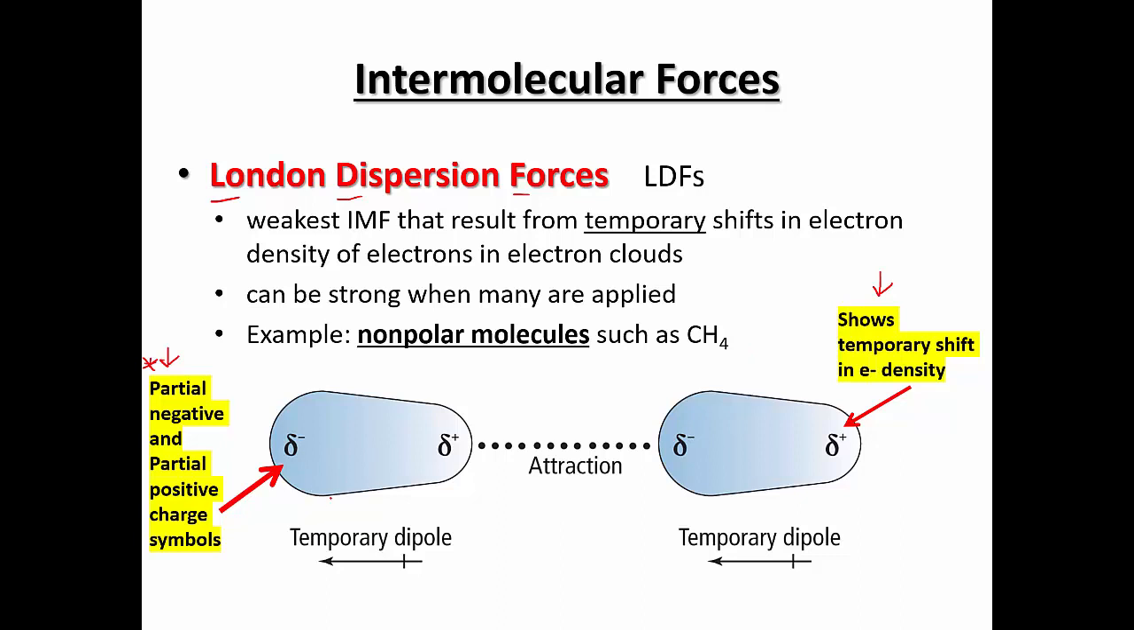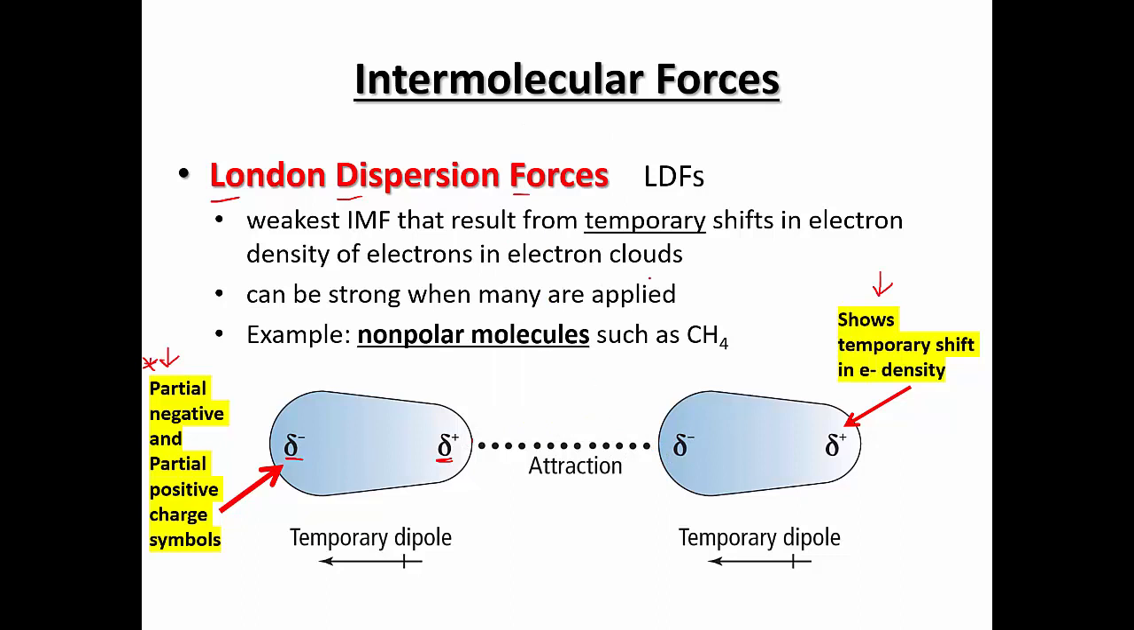So our first part is just a picture drawing. We've got this little sigma sign with a negative. That's our partial negative or partial positive symbols here. So on one side there's a partial negative, on another side there's a partial positive, showing that temporary shift in electron density. As the electrons move around in that molecule, as they move from one side, they become more negative, so the other side becomes more positive. There's a slight attractive force between the positive end of one side and the negative end of the other side.